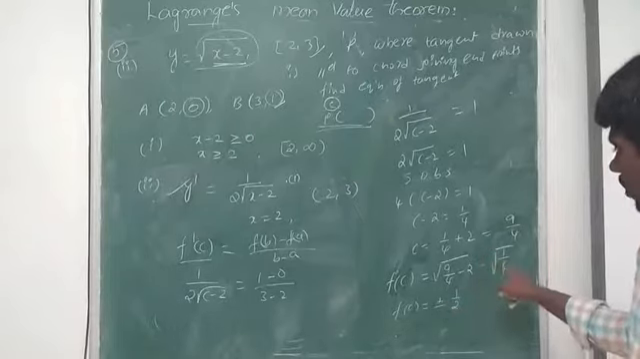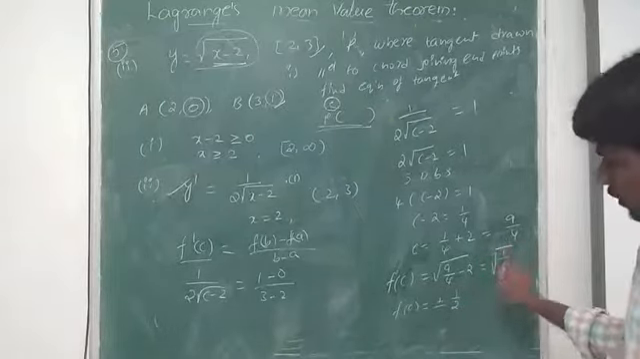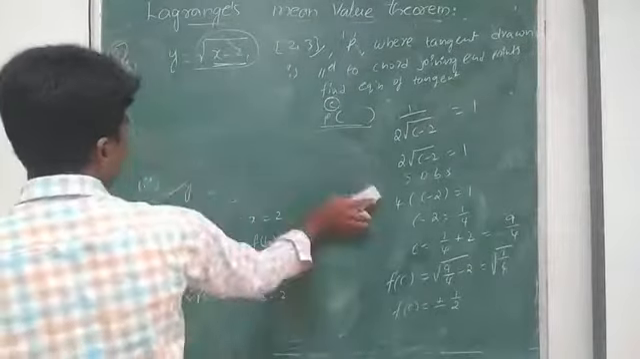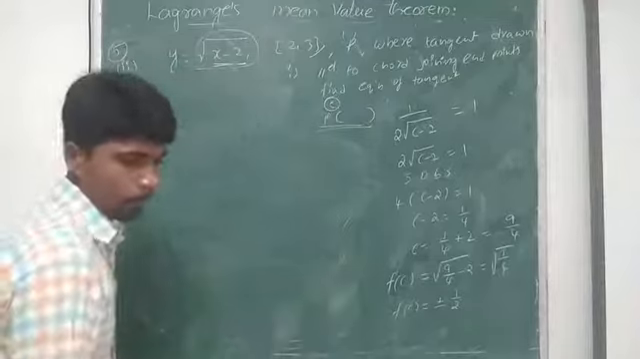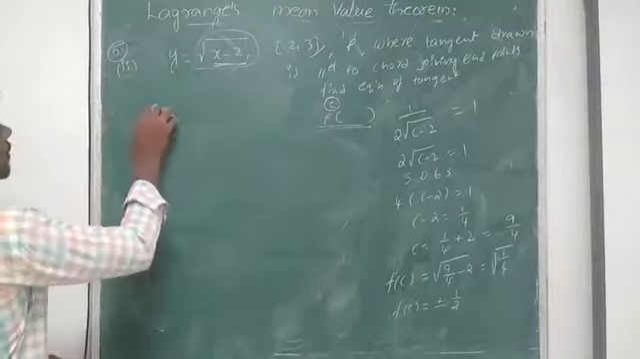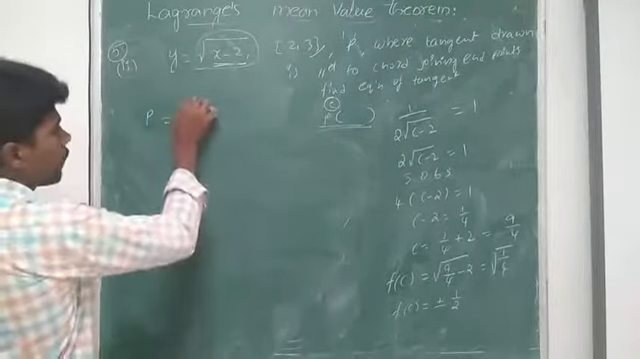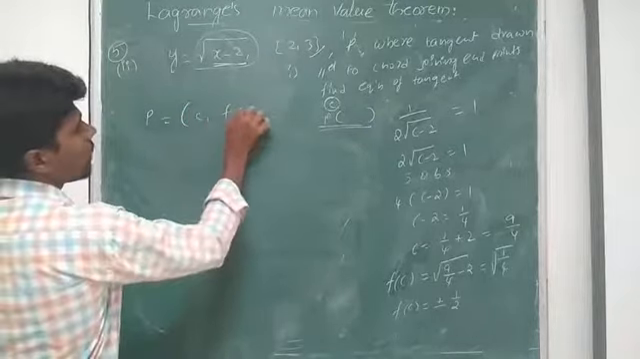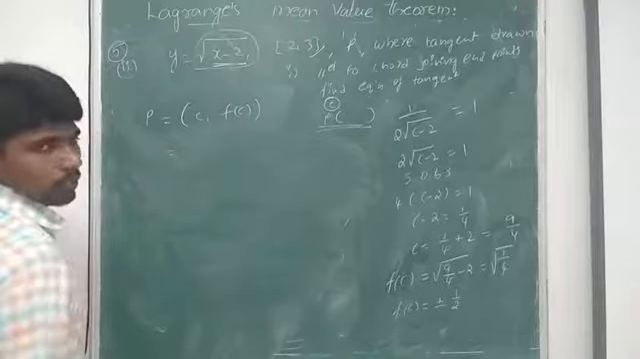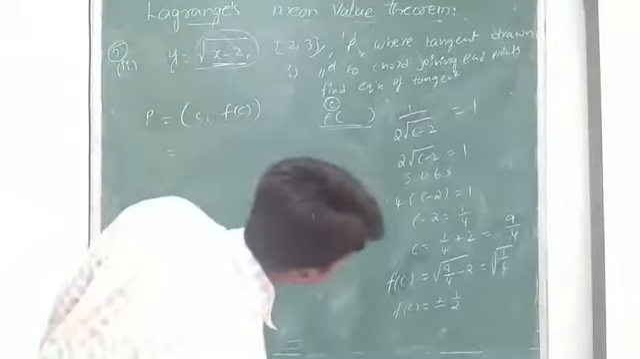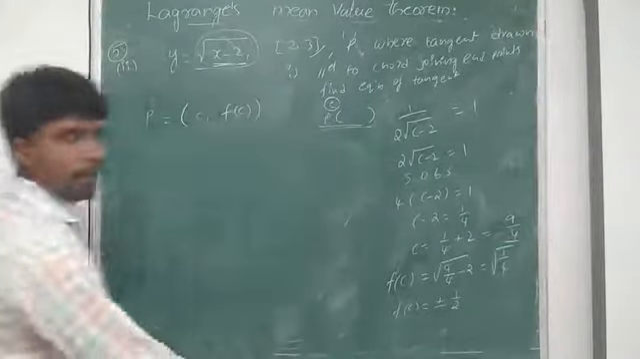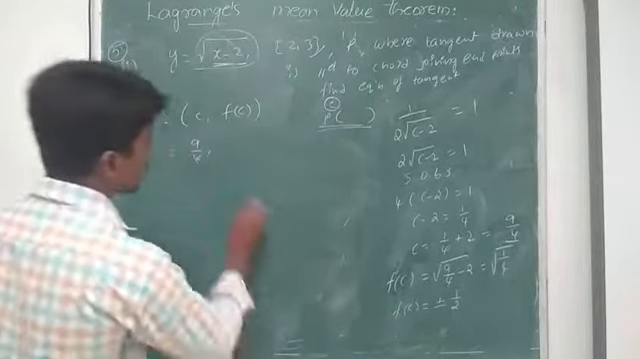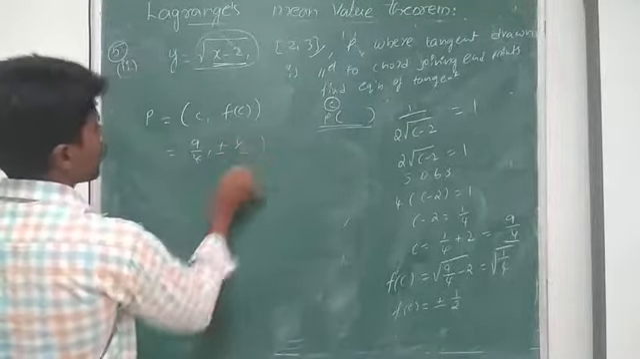9 by 4, common 1 by 2. The point P is nothing but equal to (c, f of c), so which is equal to the c value. What we got? 9 by 4, comma f of c value, plus or minus 1 by 2.